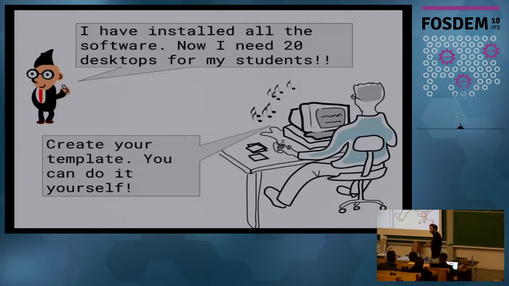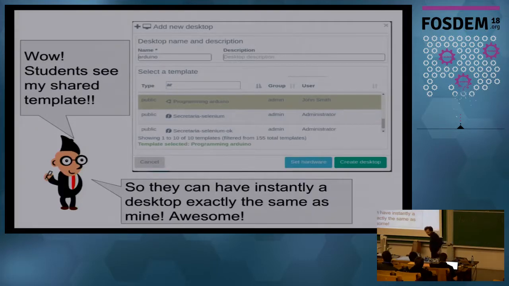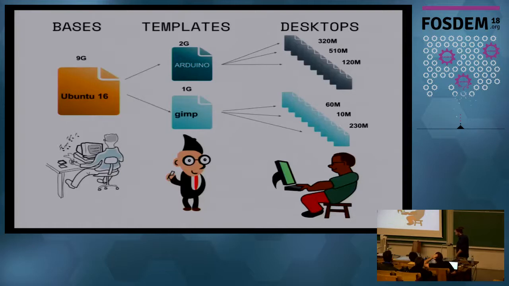And after they have created the desktop and installed all the software they want, they want to deploy that to the students. So what we told them is, okay, just convert your desktop to a template and make it public to all the users. So when they go to class, they say to their students, okay, look for my template and create the desktop. And immediately the students have the desktops.